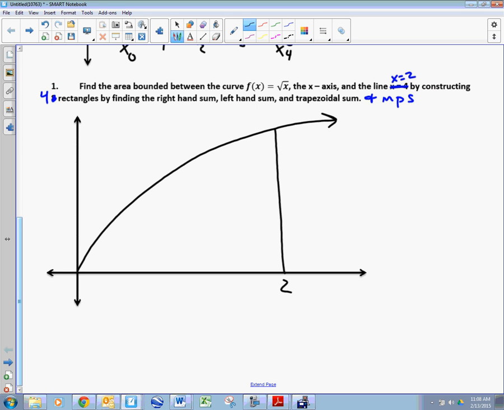I want to divide this into 4 rectangles. So 1/2, 1, 3/2, 2. Let's do the right-hand sum first. We're used to doing that, right? So first I need the width. I'm going to need the width for all these. I take B, which is 2, minus A, which is 0. I divide that by how many rectangles? 4. And I get 1/2. So 1/2 is the width of each interval.